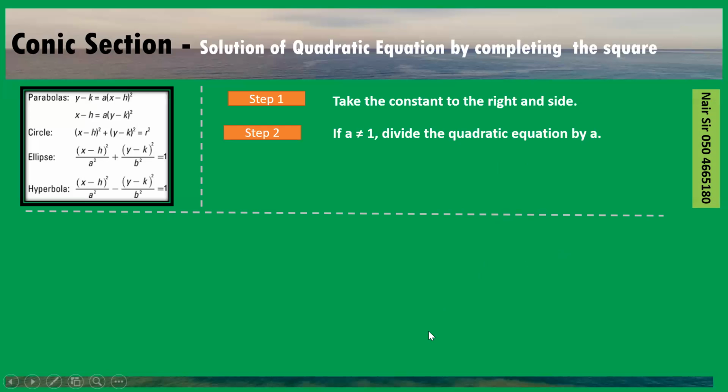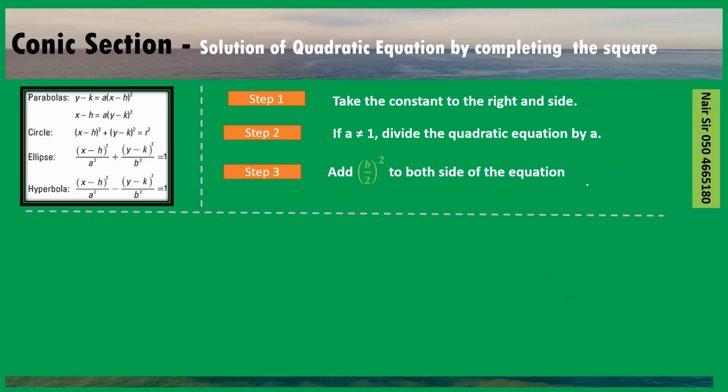Step number 2. If the coefficient of x square is not 1, make it 1, by dividing the quadratic equation by a, so that you will get 1. Third step, very, very important step. Note karo isko. Take half of the coefficient of x and square it up. And every time, whenever you're taking half of it, it will be the positive number that you will be taking. You'll be doing an example.